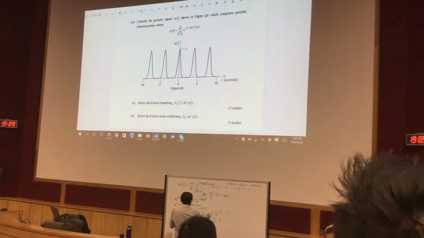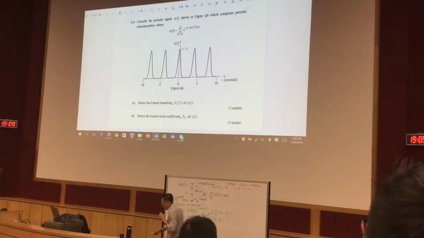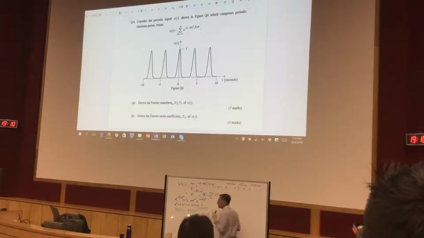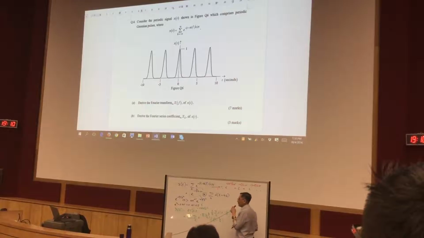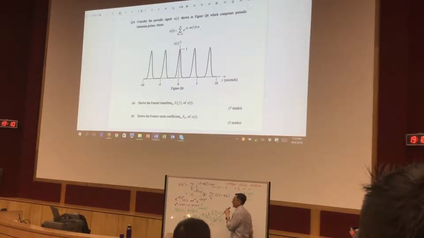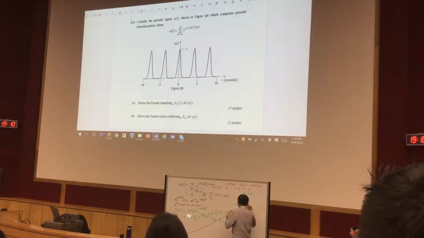So that's my generating function. Okay, I backtrack. Suppose I have a waveform. This is my waveform. Let me call my waveform x naught t, which is this guy. And I generate a signal, which is x naught t convolved with a comb function.